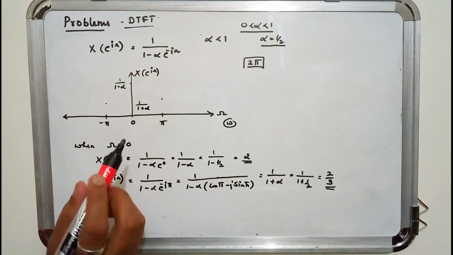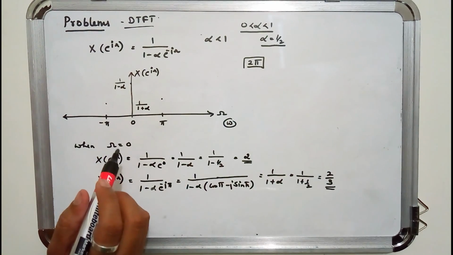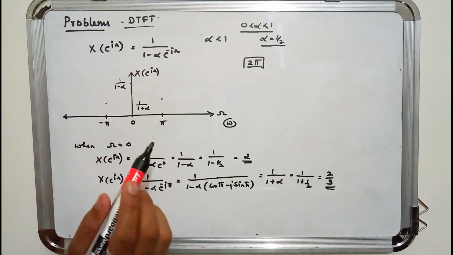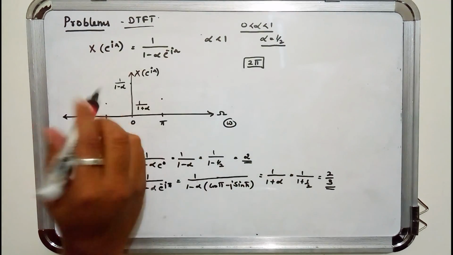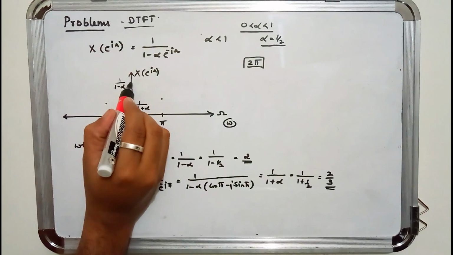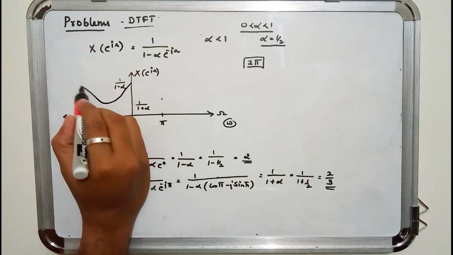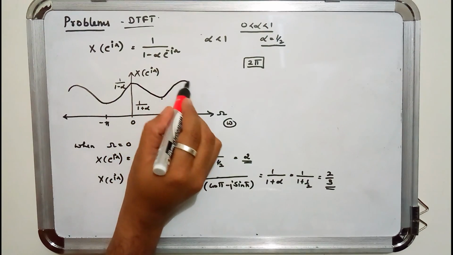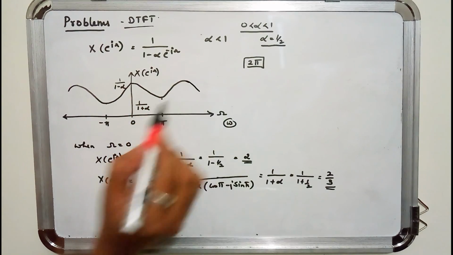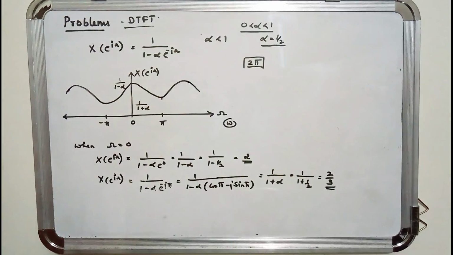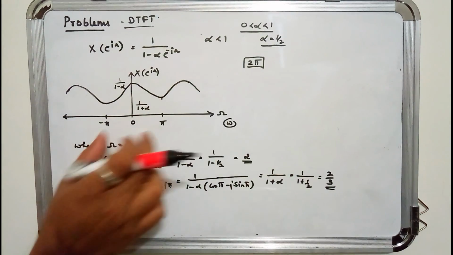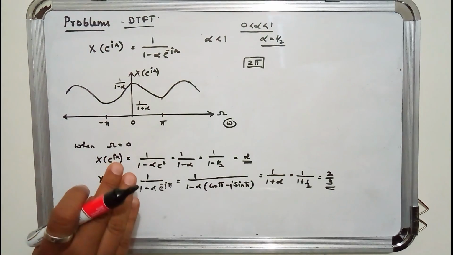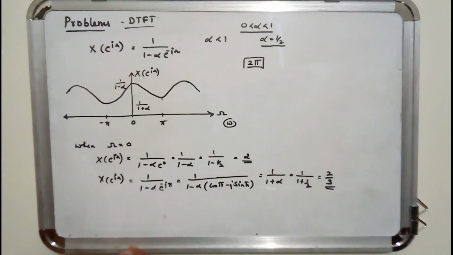So remember, 1 by 1 minus alpha is greater and 1 by 1 plus alpha is smaller when alpha is between 0 to 1. So I will be getting a waveform, it will be a sinusoidal waveform which extends from minus infinity to plus infinity but with the period 2 pi. So this is the case when alpha is between 0 to 1.